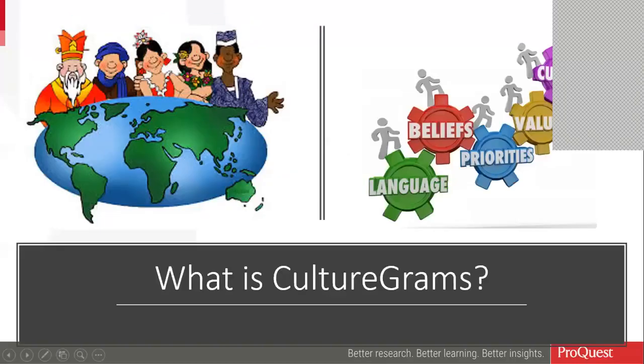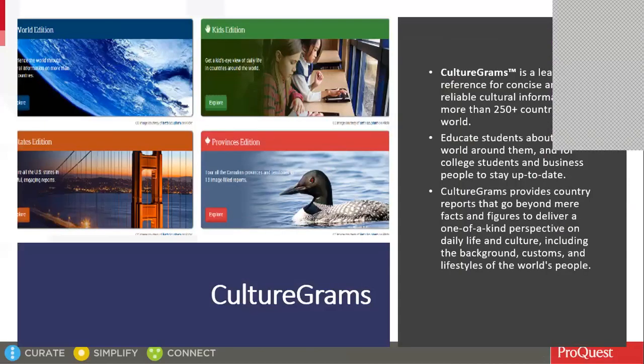CultureGrams is simply a framework that helps you to understand how other cultures live. It's the set of traditions and beliefs and customs that define a culture and make the world's people what they are. So this product has about 250 countries that are covered, and we have three editions of the product: the World Edition, the Kids Edition, and the States and Provinces Edition. And we're looking at just the World Edition.